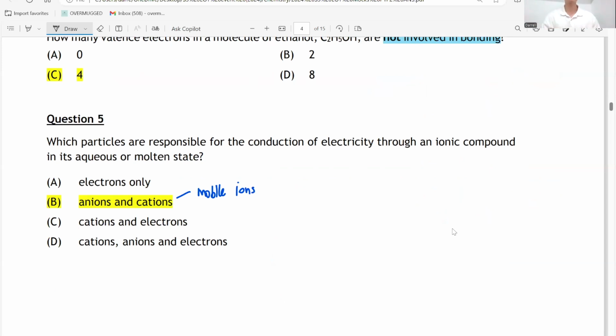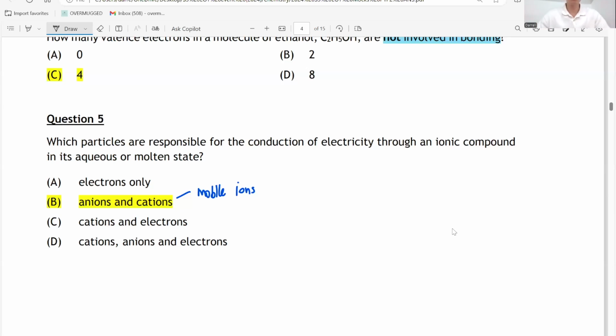Which particles are responsible for conduction of electricity in an ionic compound? Remember this, ionic compounds conduct electricity via their mobile ions, whether in molten or aqueous state. Let's further this. Do ionic compounds conduct electricity in solid state? They don't. Why? Because in solid state, your ions are held in fixed position, which is why ionic compounds can only conduct electricity in aqueous or molten state. Clear?